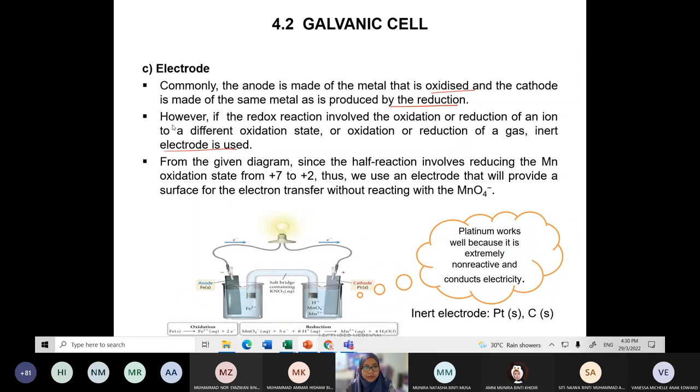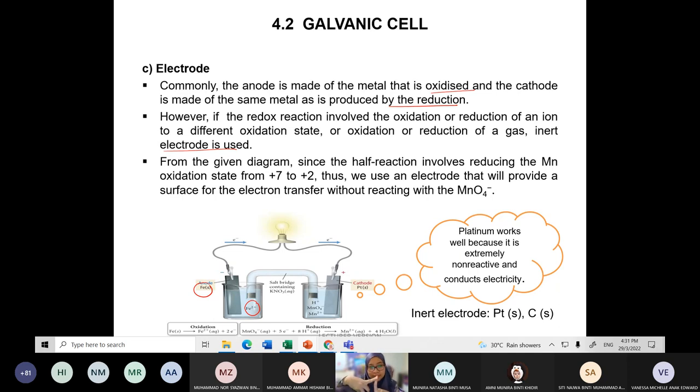Okay, right. Tadi point number 2 ya. However, if the redox reaction involves the oxidation or reduction of an ion to a different oxidation state, or oxidation or reduction of a gas, an inert electrode is used. So for example, iron 2 plus, and the anode used is iron, so the iron solid will also undergo oxidation to produce iron 2 plus. So dia ada dua purpose dekat situ.